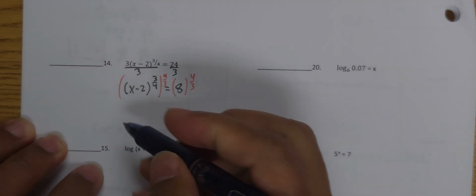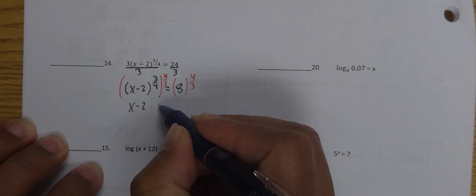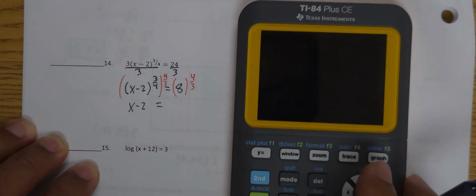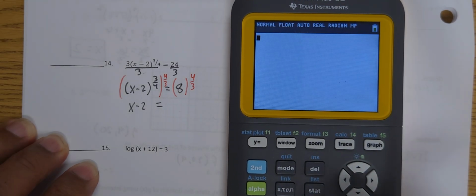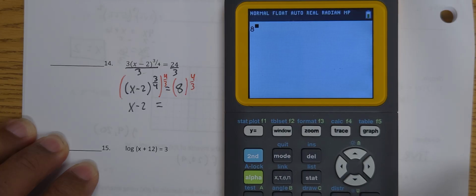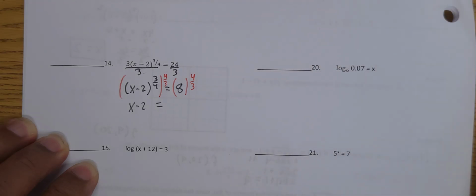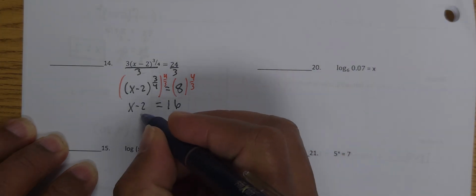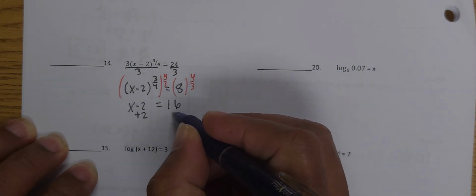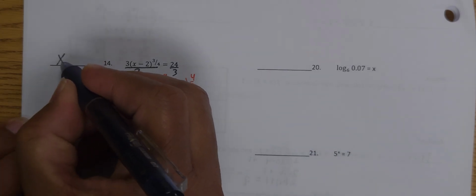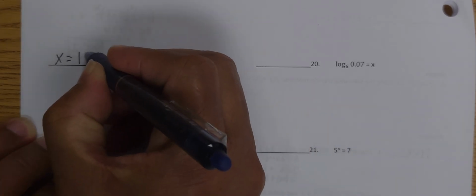So then this gives me x minus 2 is equal to... I am not going to do this by hand, I'm going to use a calculator. So 8 to the power of 4 divided by 3, and it gives me 16. So then this equals 16, then I'm going to add 2. So the solution is x equals 18.